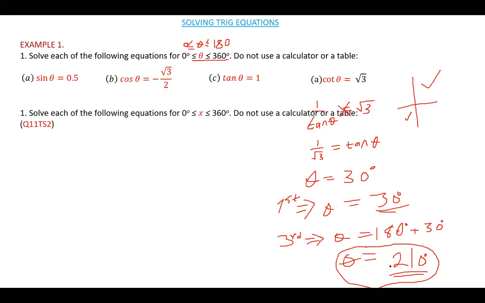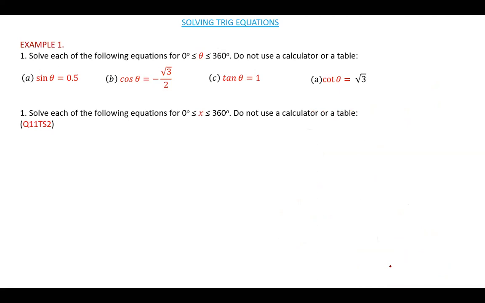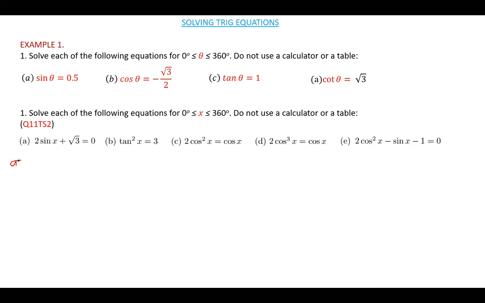This one is question 11 from tutorial sheet 2. So how do you solve such equations? Simple. You just have to take heart and simplify them before you even start getting your values of theta. So let's start with this first one here, A. We are going to take this root 3 to the other side of the equal sign. So we're going to have 2 sine x.